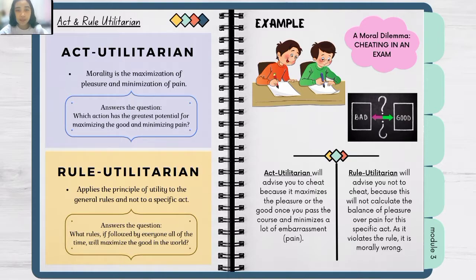While the rule utilitarian will advise you not to cheat, because this will not calculate the balance of pleasure over pain for this specific act. The utility of the rule is the act of cheating, and this act of cheating is against the rule of intellectual honesty. As it violates the rule, it is morally wrong. Notice that the distinction between act and rule utilitarian can cause profound conflict in making decisions, especially when confronted with a moral dilemma.